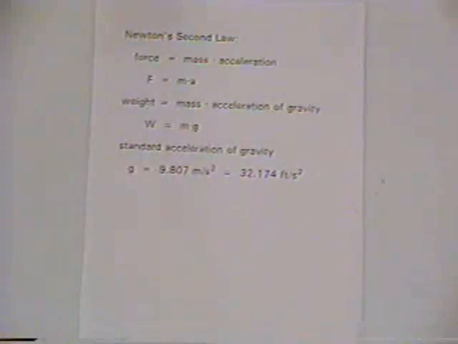Now, Newton's second law is a good tool to keep the relationship between mass and weight straight. And force is mass times acceleration, so we're talking about gravitational forces. The weight is a mass times acceleration of gravity, and of course the standard acceleration of gravity is 9.807 meters per second squared, or 32.174 feet per second squared.